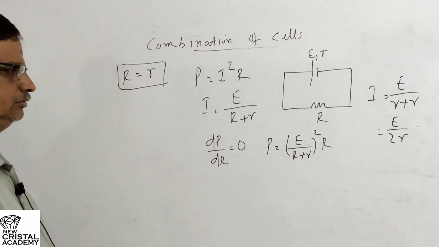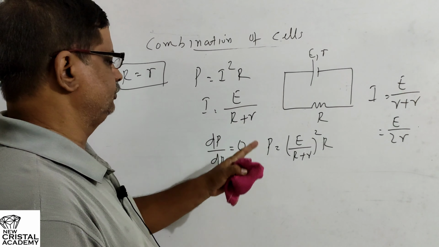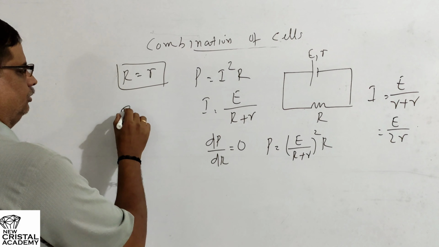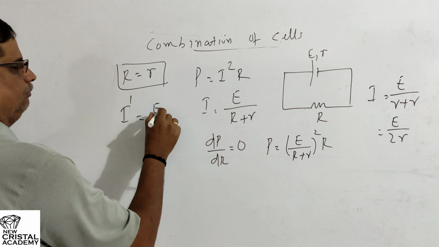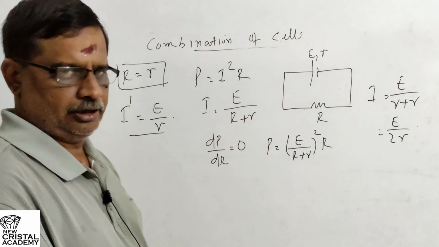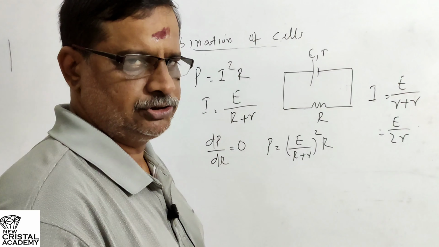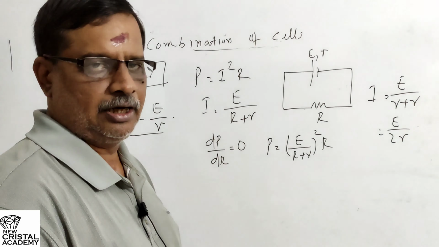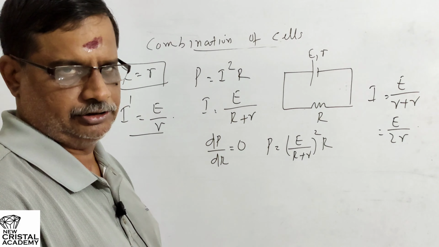Now when capital R equal to 0, what is the current? Here in this expression, let us put capital R equal to 0. Then the current will be E by small r. This current is called the short circuited current. And what is meant by short circuiting a cell? Short circuiting a cell means establishing a connection where no connection is intended.